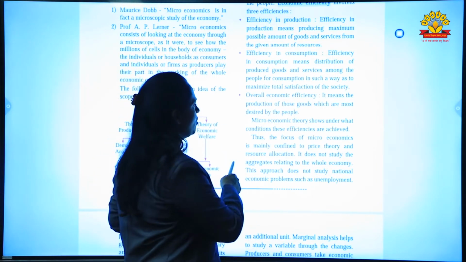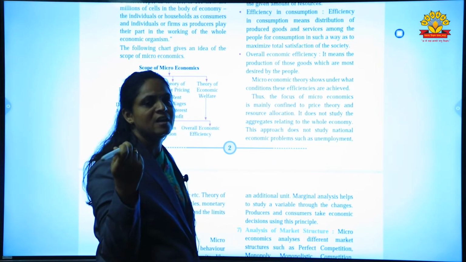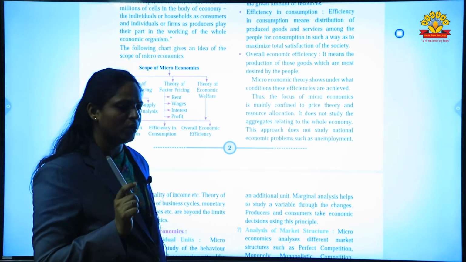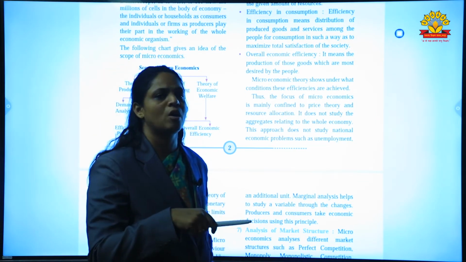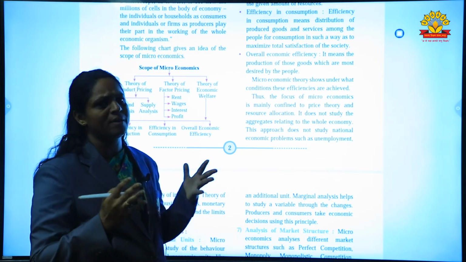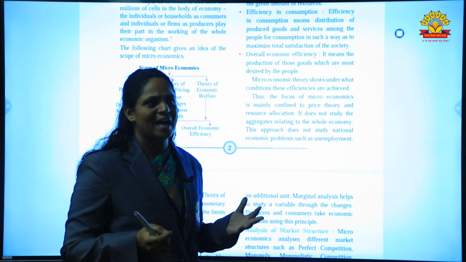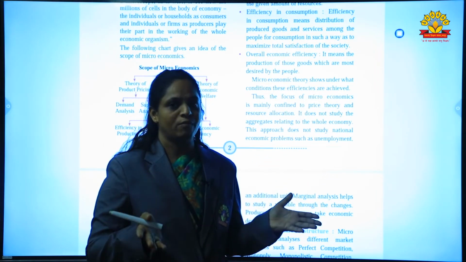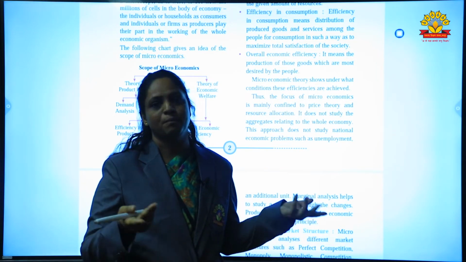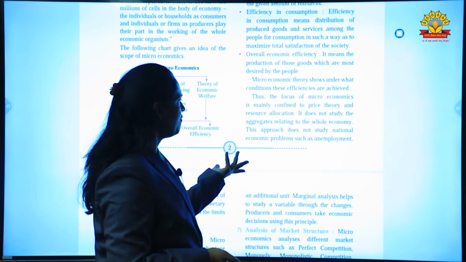Microeconomic theory shows under what conditions these efficiencies are achieved. Whenever we want efficiency and effectiveness in our production, consumption, and overall economic efficiency, microeconomics includes some conditions. As we know, microeconomics is confined to the pricing theory: product price, factor price, allocation of resources.